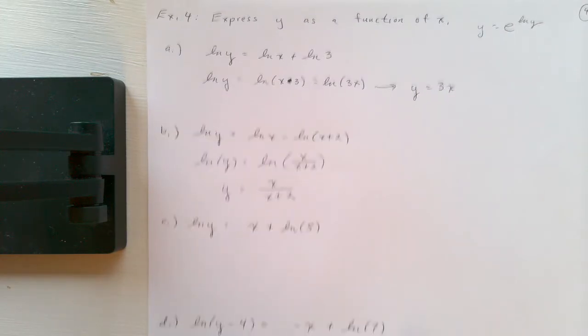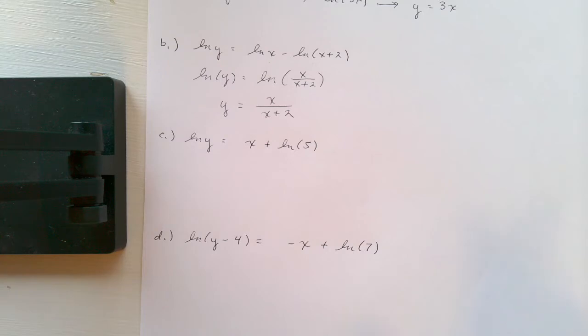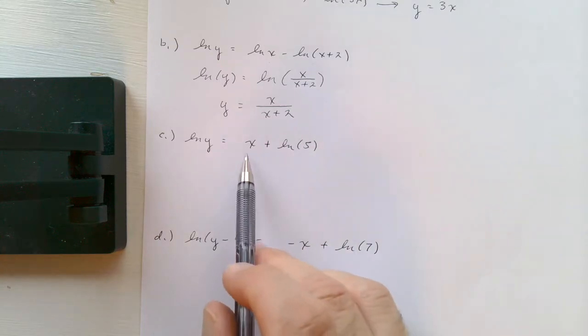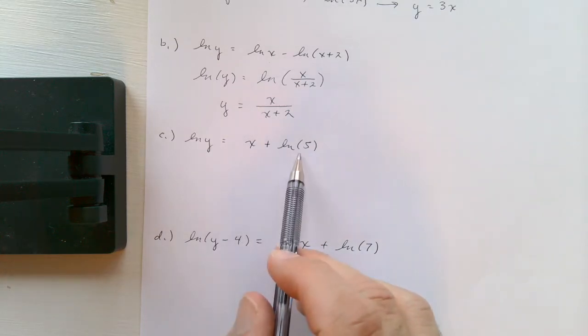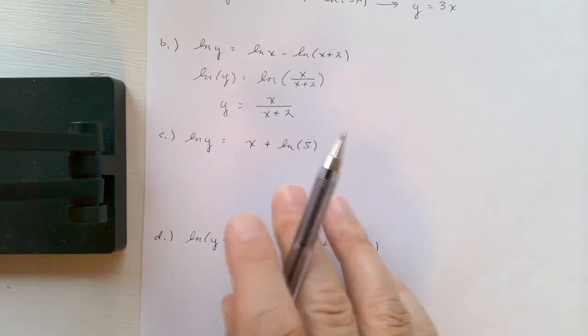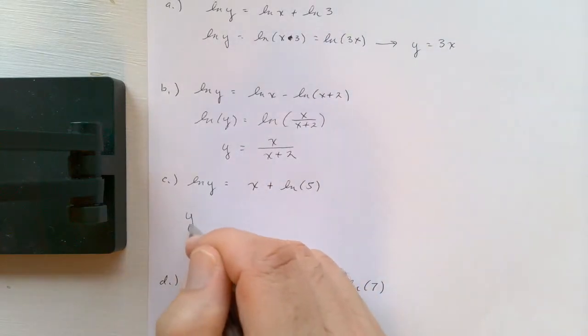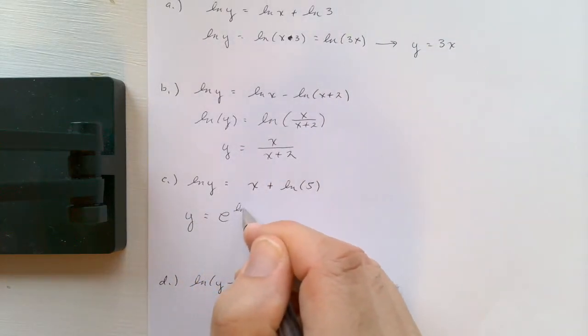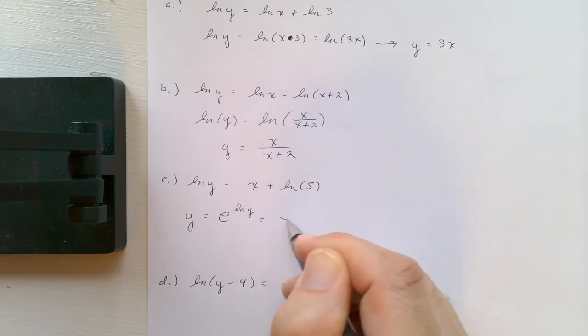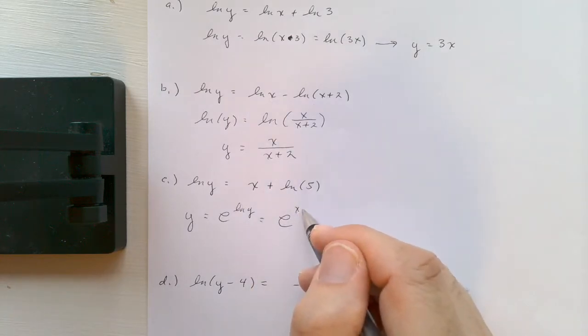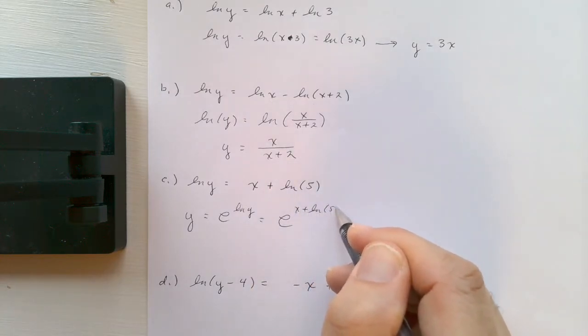All right, part C is where it gets a little more interesting. We can't really write this expression as a single logarithm. So that's where we have to use our trick here. So y is going to be e to the natural log of y, which is now e to the x plus natural log of 5.